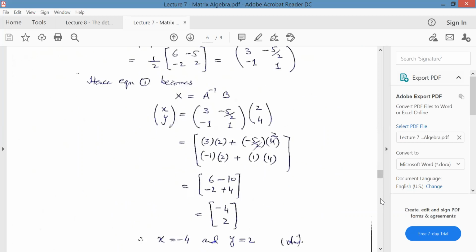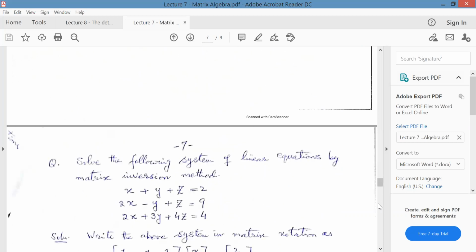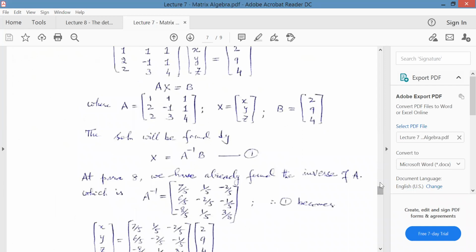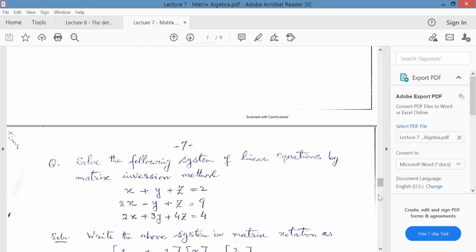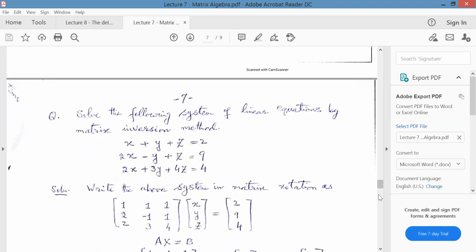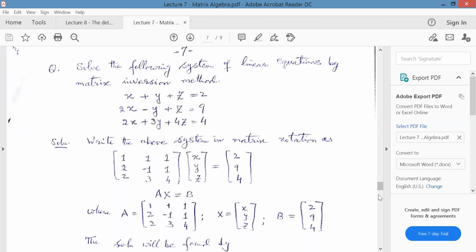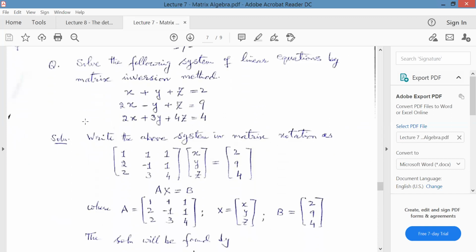ये तो ऑर्डर 2 की थी एक सिस्टम, अब ऑर्डर 3 का एक सिस्टम ले रहा हूँ, देखिए आपके सामने. Solve the following system of linear equations by matrix inversion method. ये आपके सामने लिखा हुआ एक मैट्रिक्स का सिस्टम और इसमें आप देख रहे हैं इक्वेशंस आर रिटन इन द स्टैंडर्ड फॉर्म. इसको मैट्रिक्स नोटेशन में कैसे लिखेंगे, पहले आप कोएफिशिएंट मैट्रिक्स बना लें. 1 2 2, 1 minus 1 3, 1 1 4 and multiplied with the variables x y z.